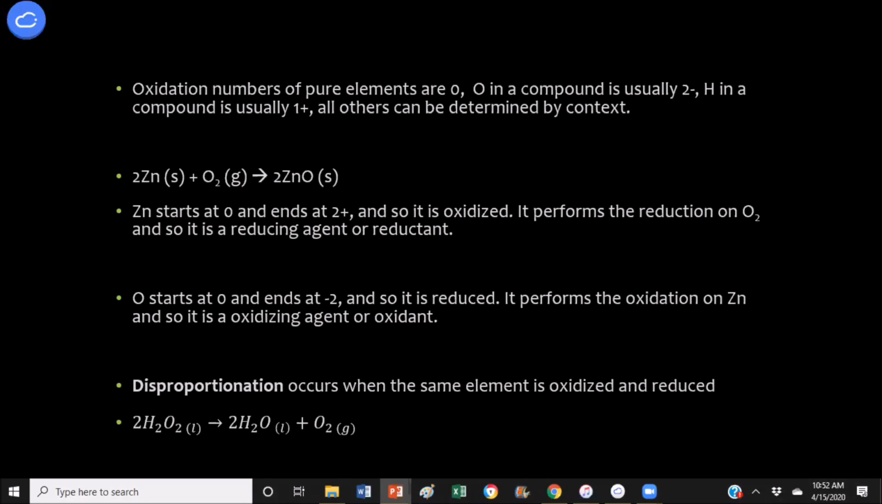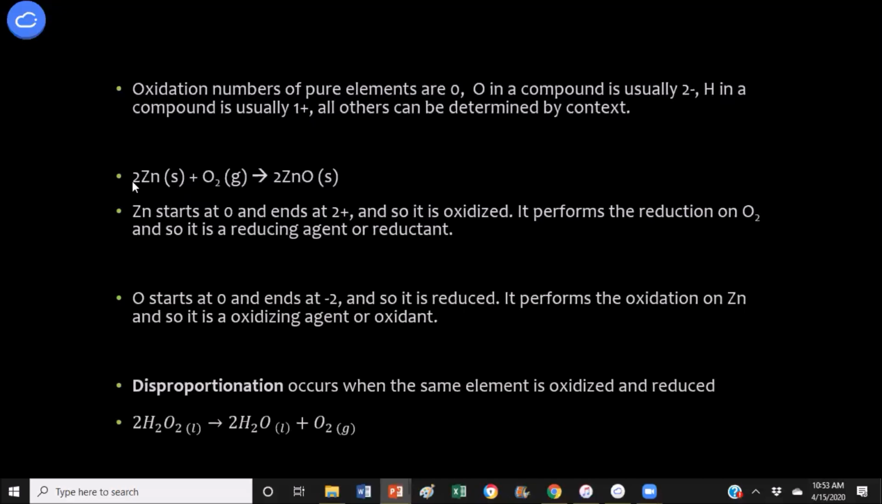Okay, so got to remember these simple rules. This will help us a lot. The rest of it has to be context. Any pure element in its standard state without a charge is 0. Any oxygen within a compound is almost always -2. Any hydrogen in a compound is usually +1. Almost everything else can be determined by context.